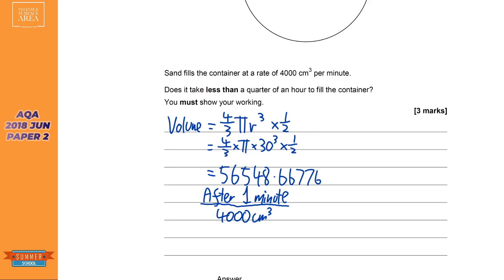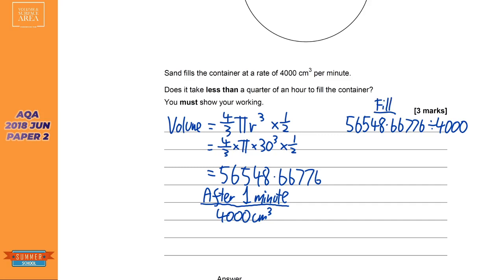Okay, and we've got to find out how long it will take to fill the container. Oh, hang on, what's it say? Does it take less than a quarter of an hour to fill the container? So we've got to see how long it takes to fill the whole container. So we know the full container is 56,548.66776, and all we need to do is divide that by the amount that it does in a minute, and see how many minutes it will take to fill the container.